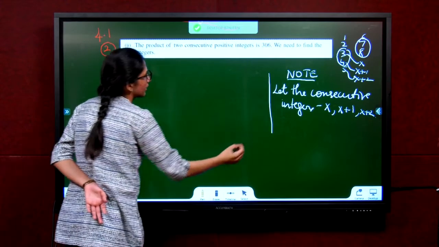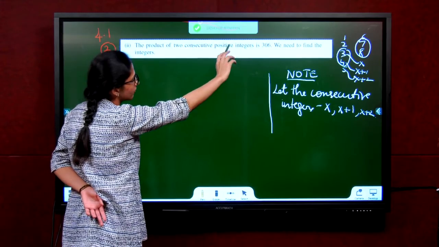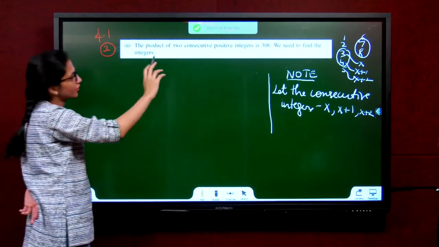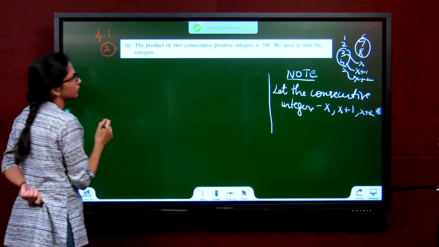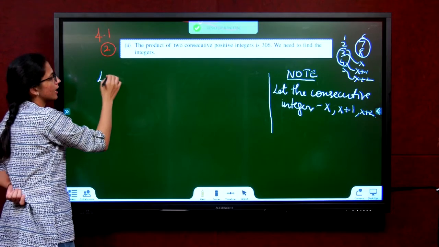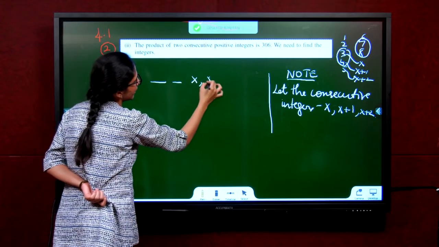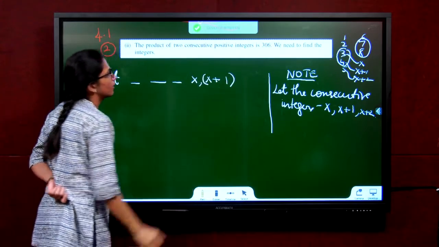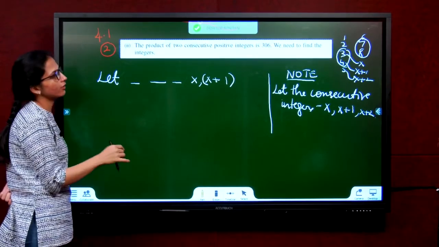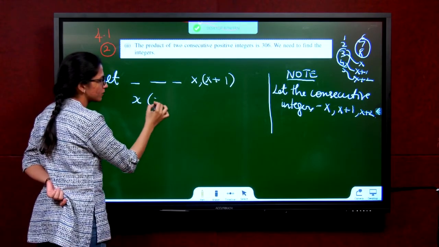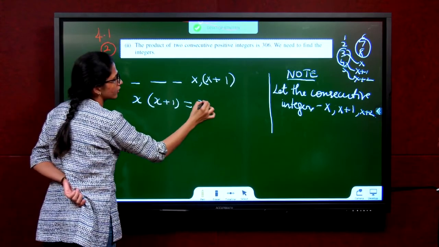So now in this question they are telling you the product of two consecutive positive integers is 306. So what are we going to do in this question? Write the same statement. Let the consecutive integers be x and x plus 1. We need to find the integers. So now they've told product is 306. So if I multiply x with x plus 1, that's the two numbers, I will get 306.